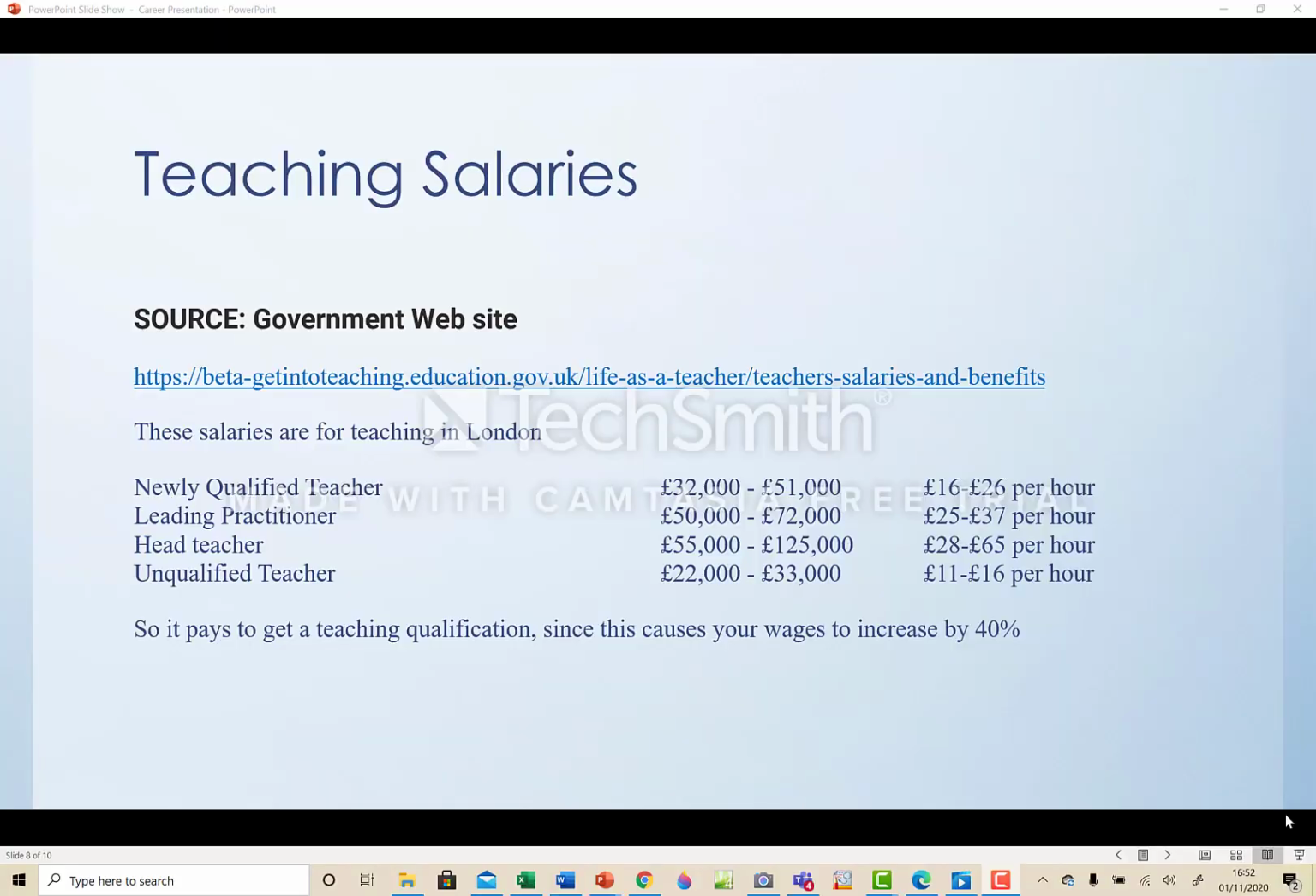For a teacher in London, these are the salaries. This is taken from the government website. A newly qualified teacher is guaranteed to be earning £32,000 minimum per year. An unqualified teacher will be on about £22,000 minimum, which is equivalent to £11 an hour, whereas a newly qualified teacher will be on £16 an hour at least. So it's actually worth getting a PGCE FE or a PGCE after graduating.